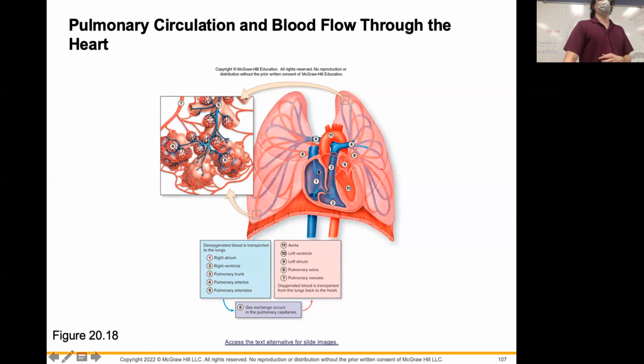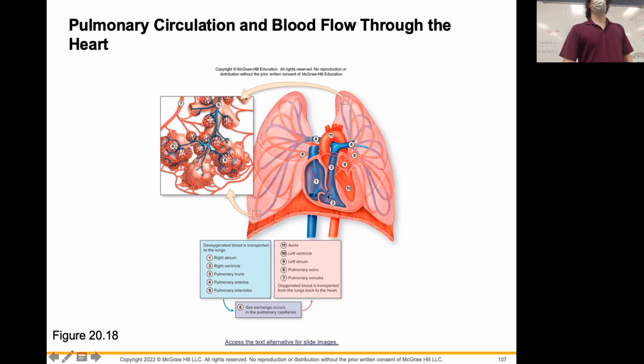All right, so let's go ahead and track blood flow. This should be a little bit of a review from last time too. So we start in this chamber of the heart. What is this chamber of the heart? The right atrium, perfect. So blood drains into the right atrium, both from the superior and inferior vena cava and in from the coronary sinus, right?